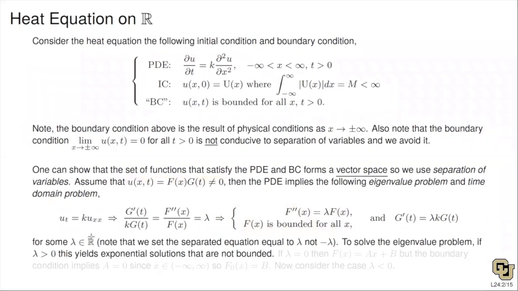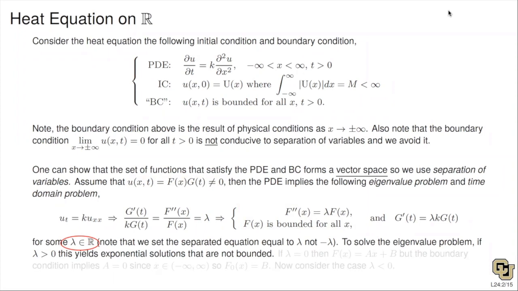Now we do the usual thing. We look at the different cases for lambda here. What if lambda is greater than 0? What if lambda equals 0? What if lambda is less than 0? For lambda greater than 0, we get exponential functions.